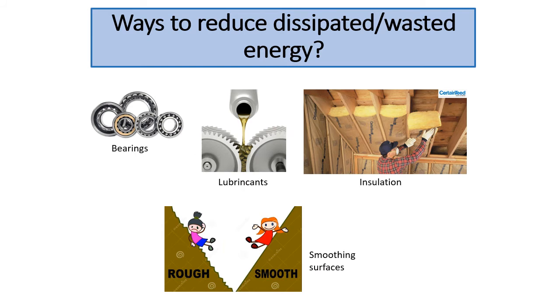So there are different ways in which we can reduce the wasted energy. By using bearings to change the sliding friction into rolling friction. By using lubricants between the surfaces, we can reduce the energy waste. By using insulation, we can reduce the heat energy loss. By using smooth surfaces, we can stop the dissipation of energy.